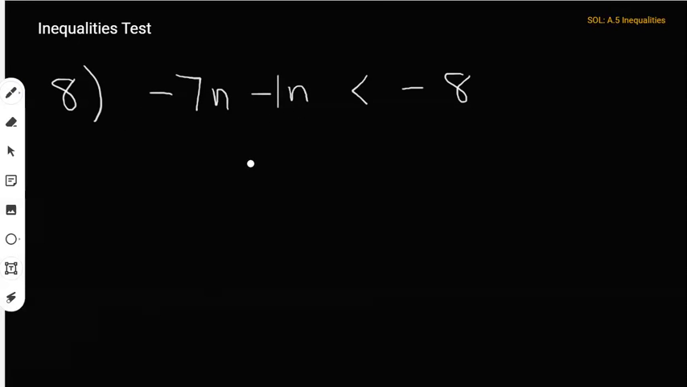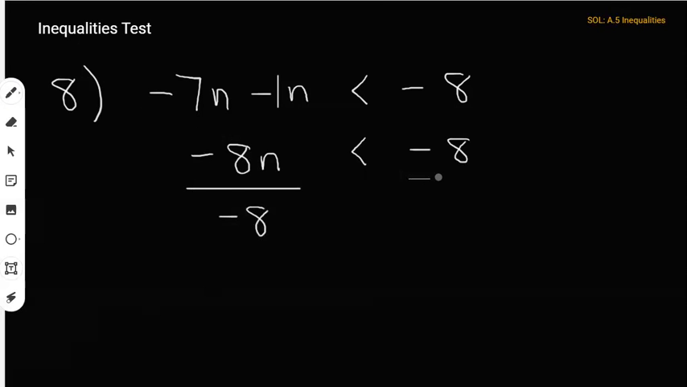-7 minus 1 is -8. And then I put the n after that. So we combine the like terms on the left side, but on the right side, everything stays the same for now. So I've still got the less than symbol and the -8. So now there's one more thing that I have left to do, and what is that? Yeah, I need to divide both sides by -8, and that's going to get rid of the -8.